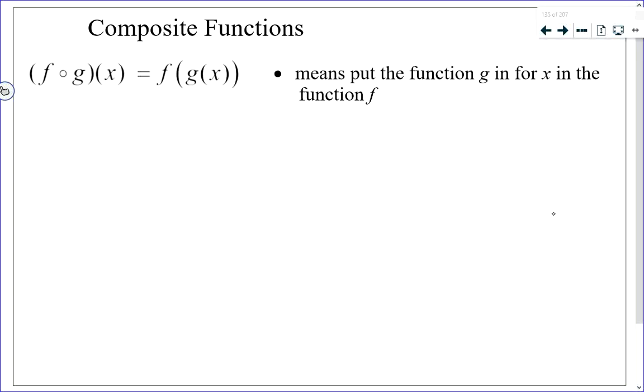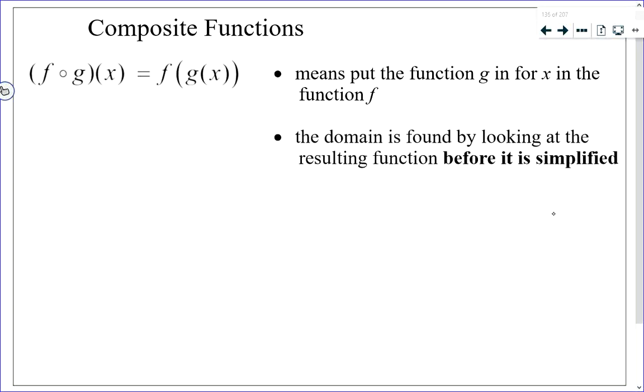All right, moving on now to what are called composite functions. This is read as f of g of x. Notice that the dot in between f and g is actually a circle. That's not to be confused with f times g. What f of g of x means is f of g of x. Specifically, it means that g of x is going to be put into the function f every place there's an x. The domain is found by looking at the resulting function before it is simplified.